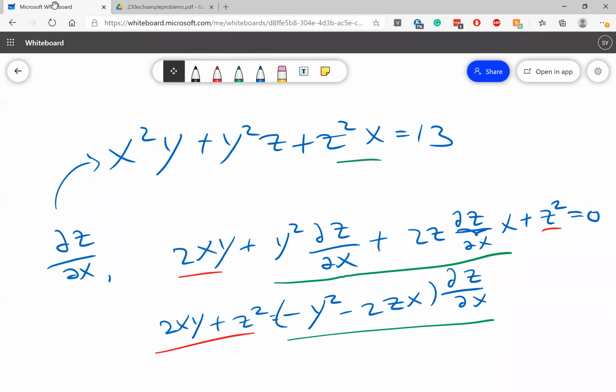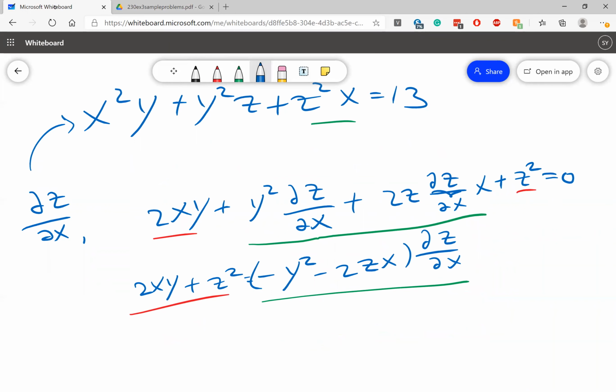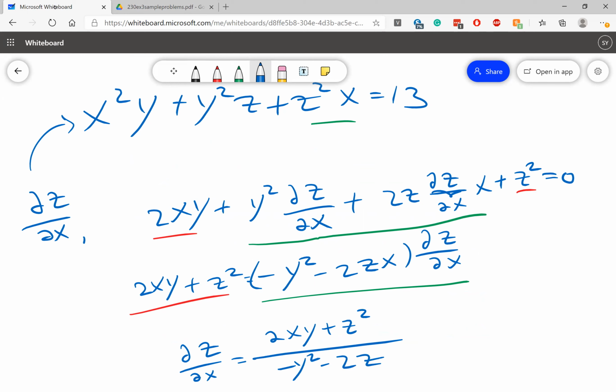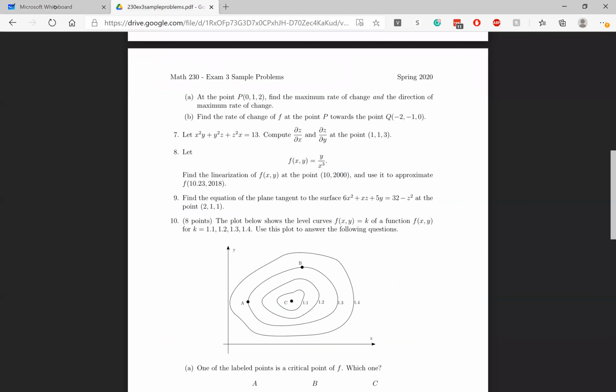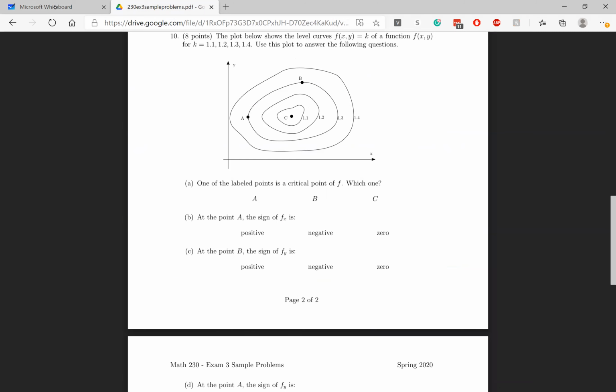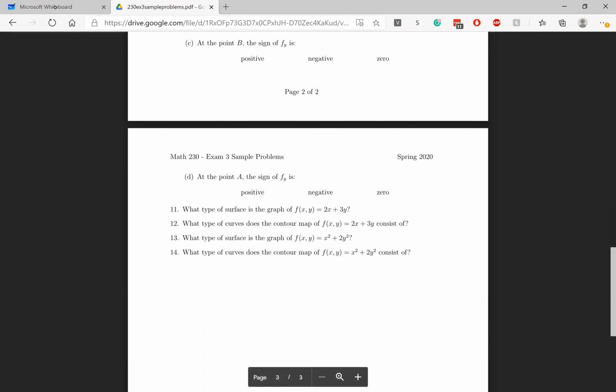So now we can divide by the beginning part, and we will get the partial of z with respect to x is equal to 2xy plus z squared over negative y squared minus 2zx. And in order to find what this is at the given points, we just need to plug them in. So I'll skip that, but that's how implicit differentiation would be done.